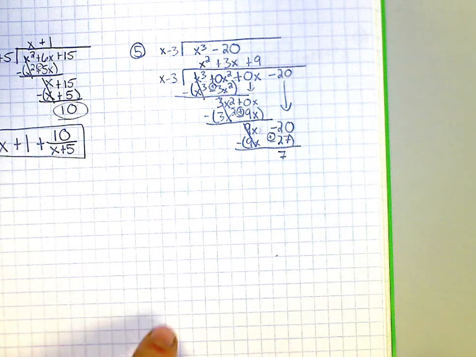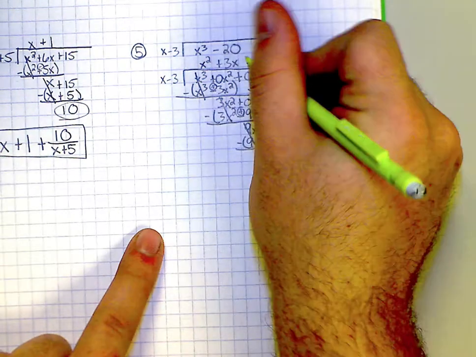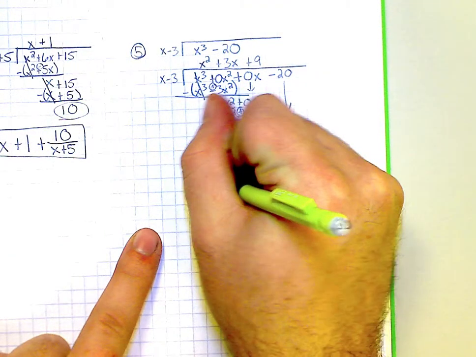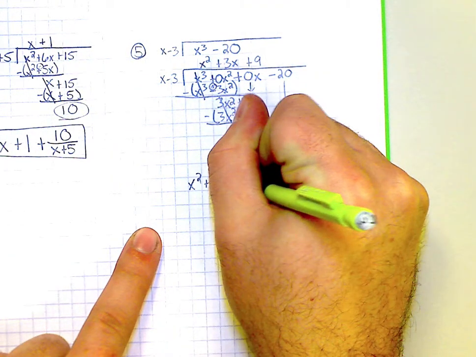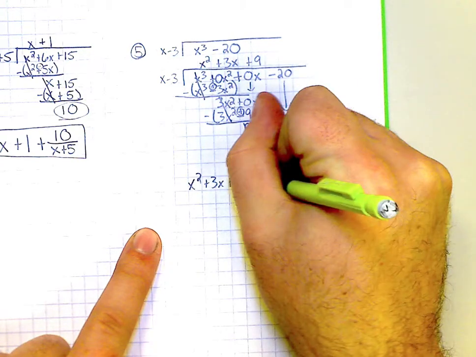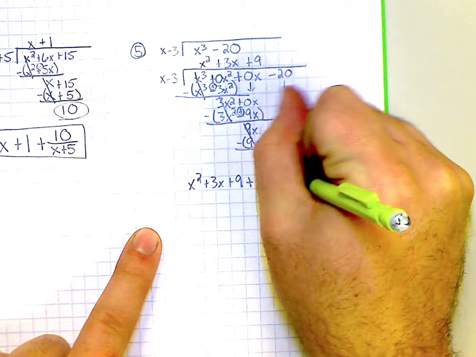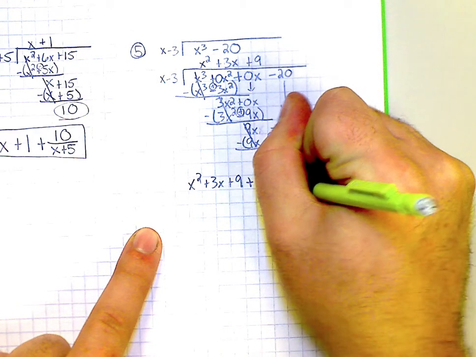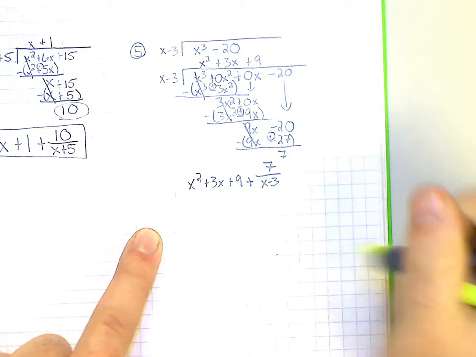Okay. Now I need to assemble my answer again. I'm going to take my quotient from the top, which is x squared plus 3x plus 9. I'm going to add to that my 7 being divided by x minus 3. That is now my final answer.